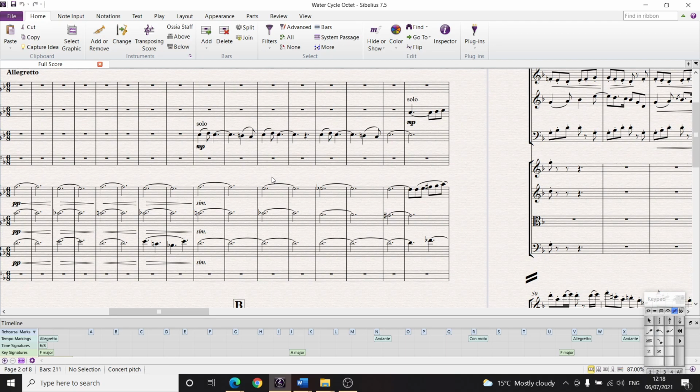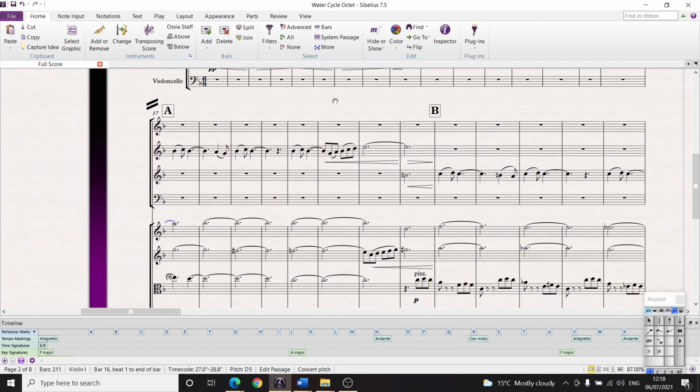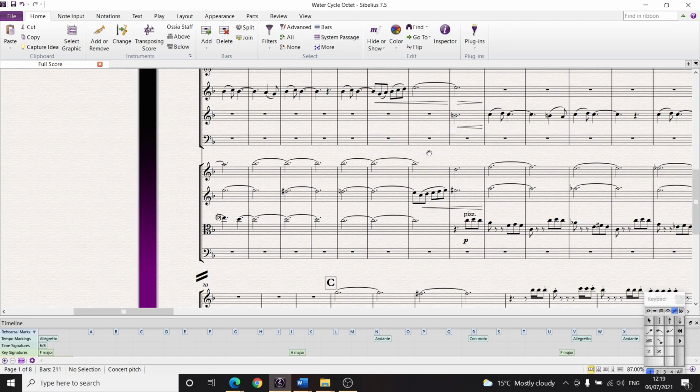Another thing that helps that is these little figures here, where the violin 1 and then later the violin 2, just here, and also the oboe have these ascending scales, this kind of thing, just kind of floating off into the sky.